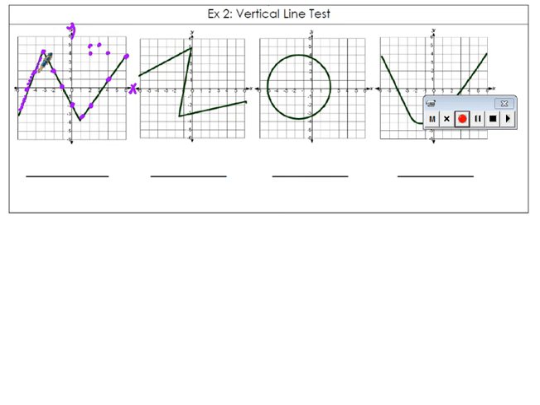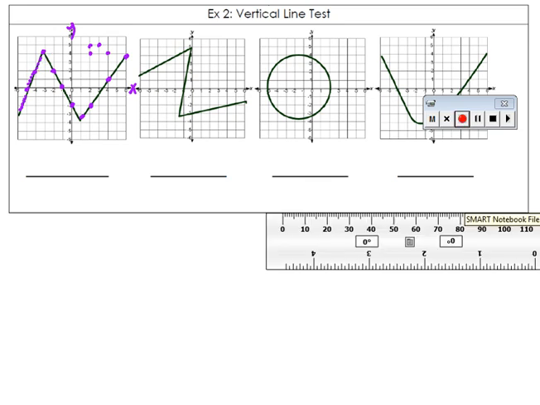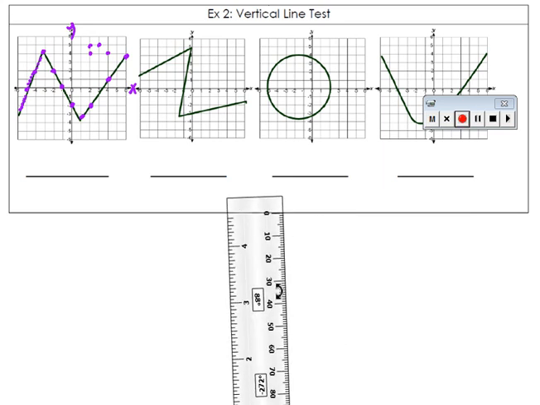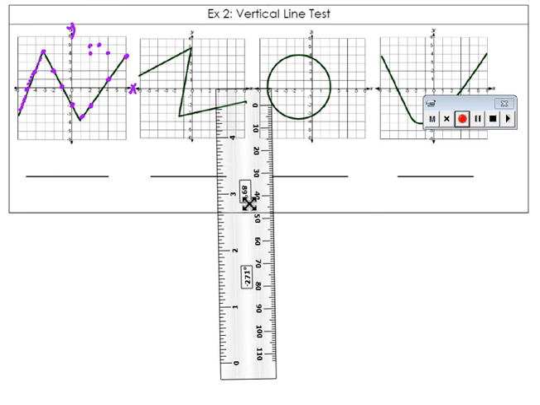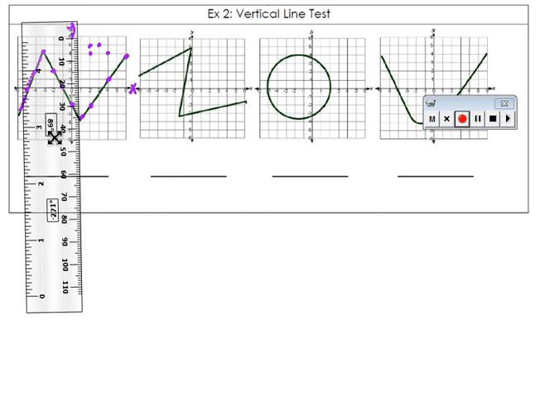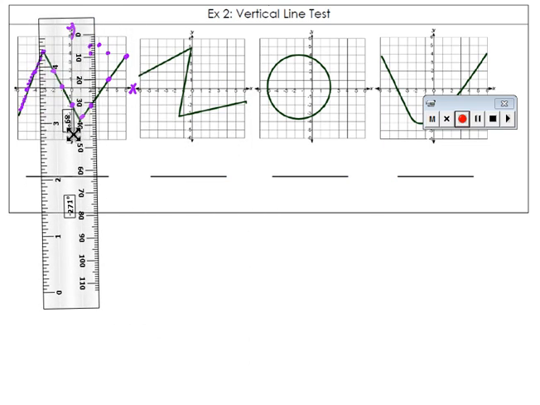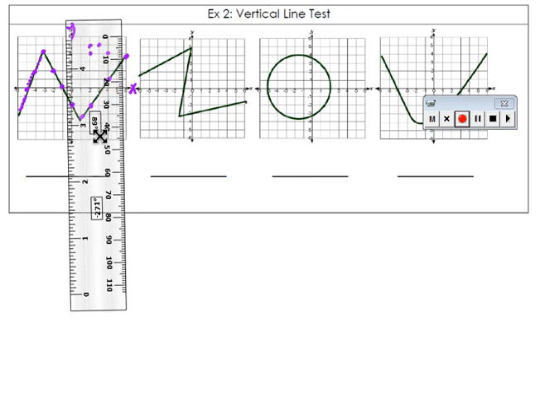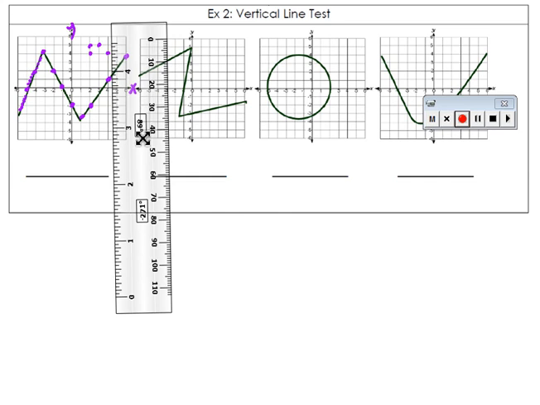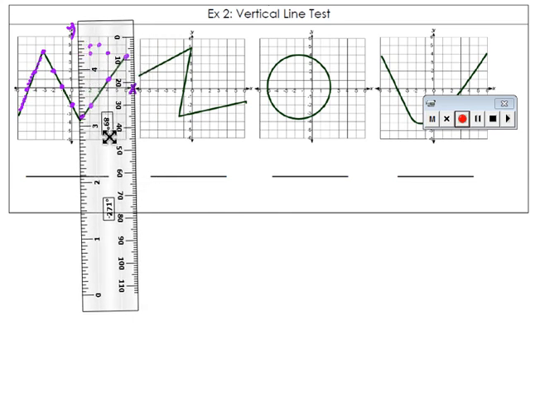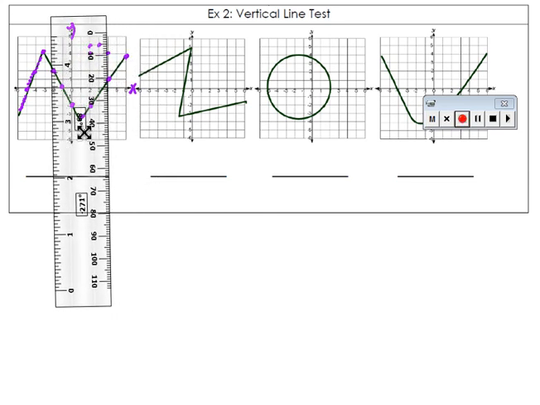Vertical line test will require you to pick your pencil, make a vertical line with your pencil, and then carry your pencil around from left to right or right to left, and your pencil should be touching the graph only one point at a time throughout the graph.